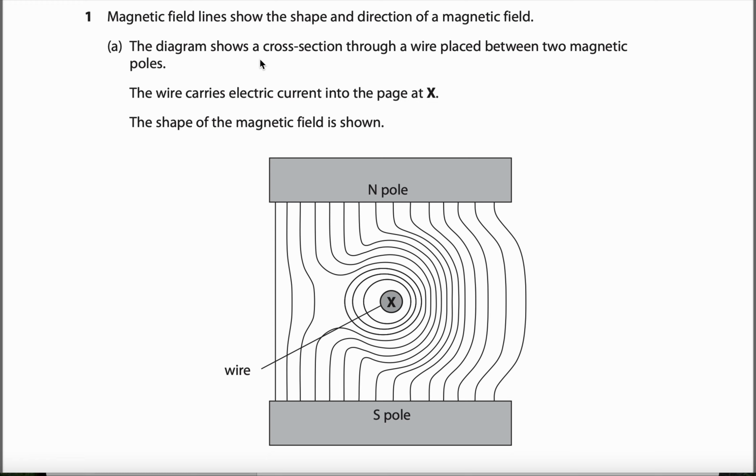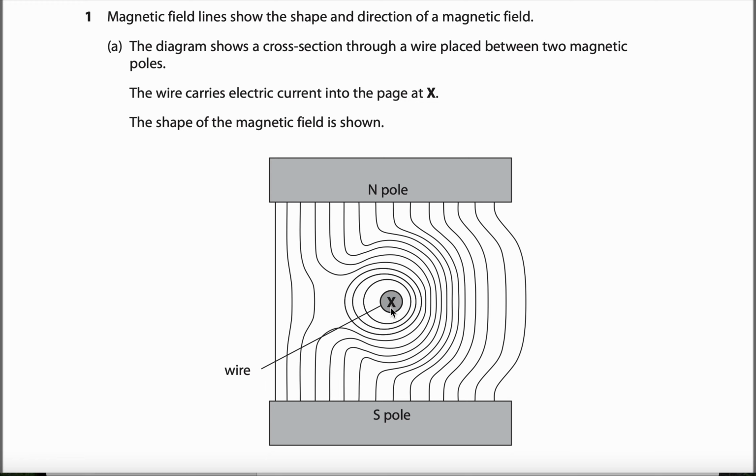The diagram shows a cross section through a wire. So this is the wire. When it has an X, it's going into the page. So this wire here, the current in it is going into the page. So you've got to imagine it being three-dimensional.